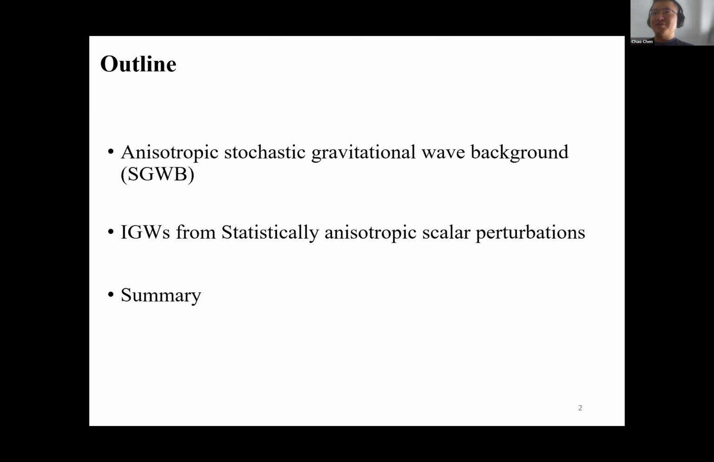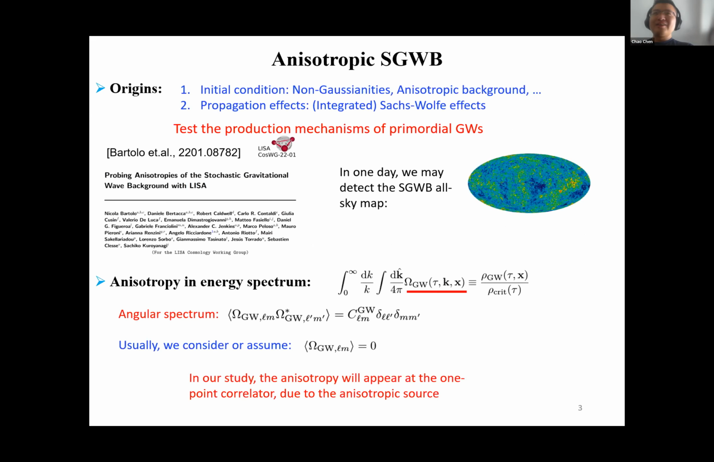As Professor P has already given a very comprehensive introduction to primordial black holes and the induced gravitational waves, I will go through the relevant part very quickly. Usually we assume our background is homogeneous and isotropic, but we still have the possibility of producing an anisotropic stochastic gravitational background. The origins can be classified into two classes. One is the initial condition. If you have a non-Gaussianity, this non-Gaussianity can modulate the short and the long wavelength, so you will have the anisotropy.